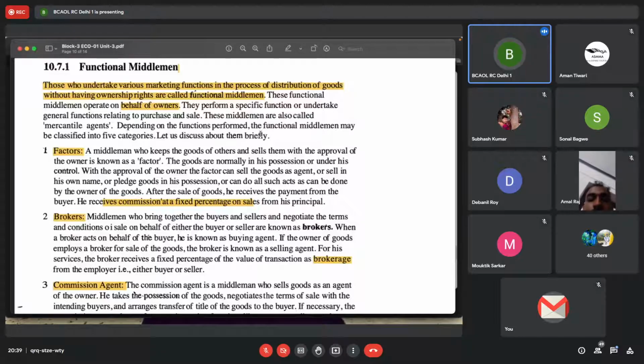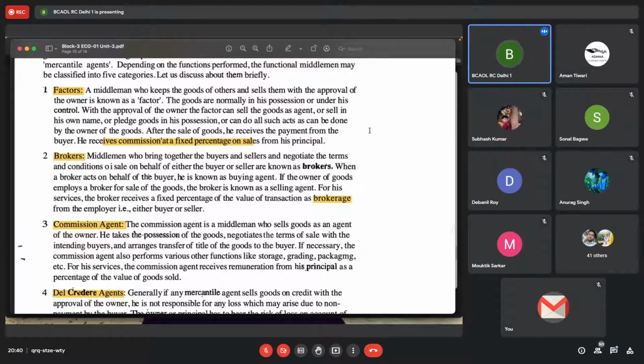So what is happening over here, the functional middlemen are not the owners of the products. They basically sell these products on behalf of the producers, and they earn a certain type of commission on it. A factor is a type of middleman who acts on behalf of the producer, selling the products in his own name or the name of the producer, and when these goods get sold off, he will receive a commission from that sale.